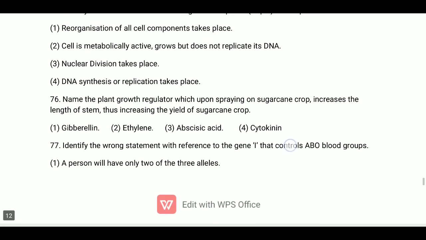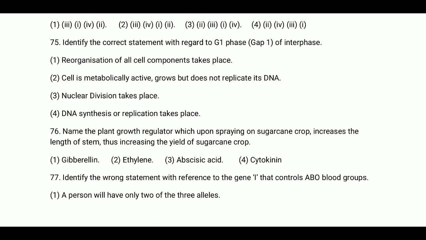Then name the plant growth regulator which upon spraying on sugarcane crop increases the length of stem, thus increasing the yield of sugarcane crop. Gibberellin, ethylene, abscisic acid, cytokinins. Cytokinins for cell division, abscisic acid for stopping growth, ethylene for maturation of fruits, gibberellin for increasing the length of internodes. So the right answer is gibberellic acid or gibberellin.